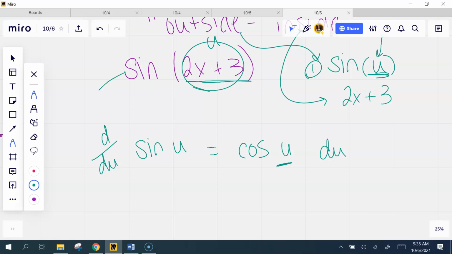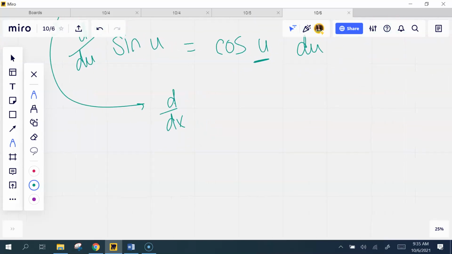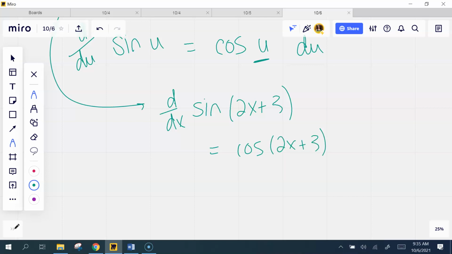So watch. If I want the derivative of the sine of 2x plus 3, I have to first do the derivative of the outside, which is what? Cosine, everything inside stays the same. And then I multiply by, what's the derivative of the inside? 2. This 2 doesn't go with this, it's just multiplied, so I'm going to put it in front so it doesn't confuse you quite as much. Multiply by the derivative of the inside. That's your answer.